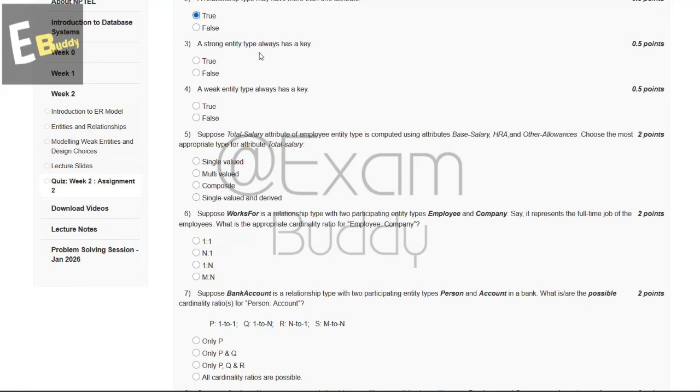A strong entity type always has a key. True or false? So the answer for our third question is true. And now let's go to our question number 4.